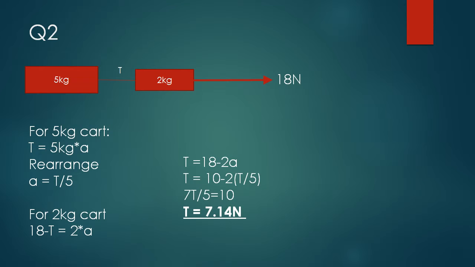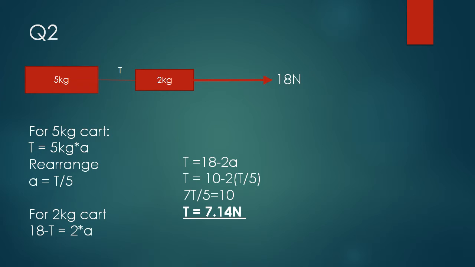So in this case, let's try to put T in an equation in which we could replace the variable in the second equation with this. If we focus on the 5 kilogram block or cart, we would see that T equals the mass times acceleration, which is 5 kilograms times a. So if we isolate a, we would have a equals T over 5. Now if we look at the 2 kilogram cart, we would have 8 minus T equals the mass of the 2 kilogram cart times acceleration. And we already know the acceleration is T over 5 according to our 5 kilogram cart equation.